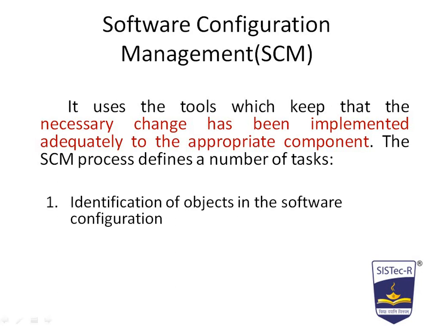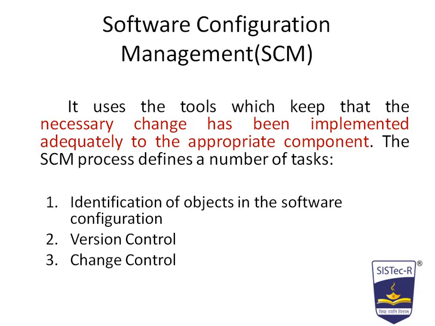So there are some phases of SCM. The first one is identification of object in the software configuration. The baseline has to be created here. The second one is version control, where we define the version, and check whether the versioning is being done in a proper way or not.